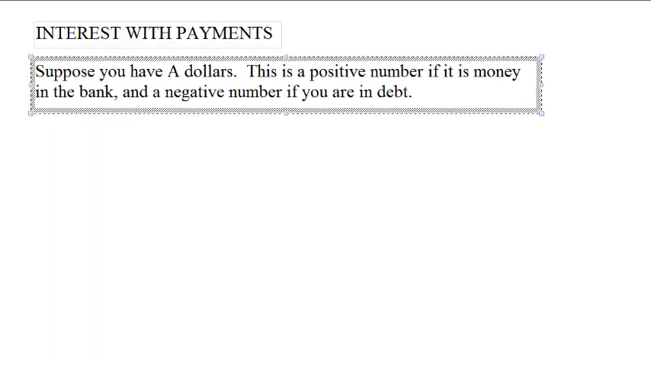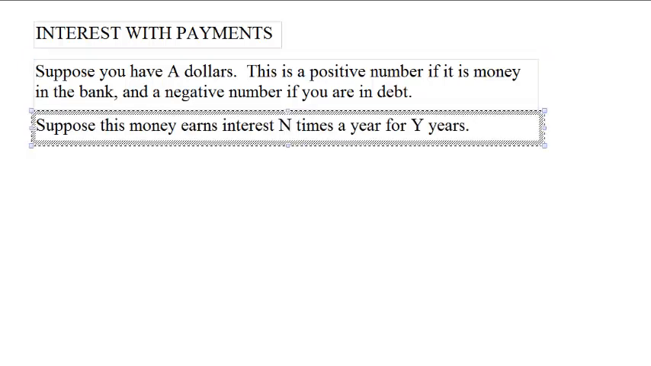Suppose you have $A to begin with. Now, if this is money in the bank, if this is a college fund that your parents have set up for you, if this is you saving up to go on vacation or something like that, then it's a positive amount of money. It's actual money in the bank. If we're talking about a debt, if you took out a car loan and now you owe $15,000 or something like that, then the A is going to be a negative number. And it's very important for you to realize whether you've got a positive or negative number, because when you plug it into the formula, it's important whether the number is positive or negative.